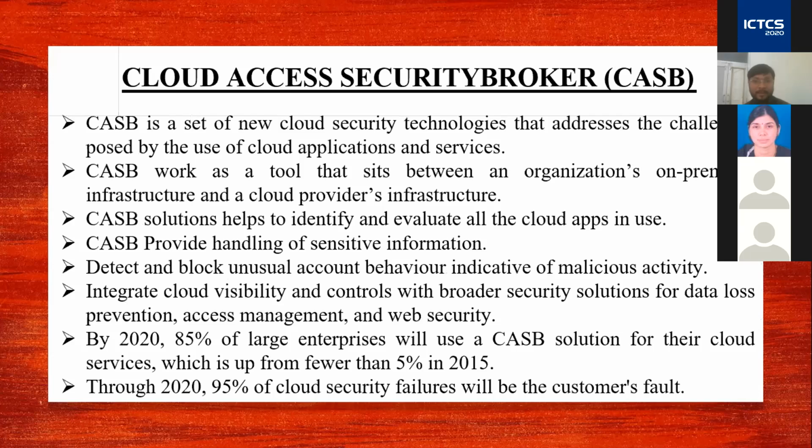Let's come to the next slide, that is Cloud Access Security Broker. A cloud access security broker is a set of new cloud security technologies that addresses the challenges posed by the use of cloud applications and services. It is basically a tool that sits between an organization's on-premises infrastructure and a cloud provider's infrastructure. A CASB solution helps to identify and evaluate all the cloud applications in use. It also protects sensitive information. It can detect and block unusual account behavior indicative of malicious activity. By 2020, 85% of large enterprises will use a CASB solution for their cloud services, which is up from 5% in 2015.